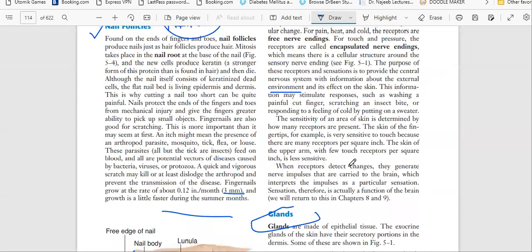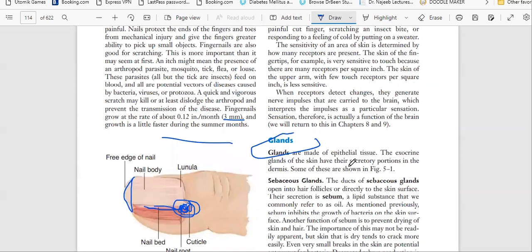And the fourth important thing: wherever the touch receptors are more, we have easy sensation. Wherever the receptors decrease per square unit, we get less sense. These things we have to remember.